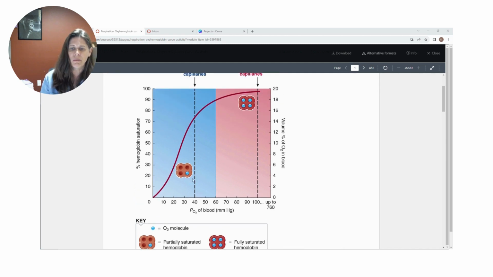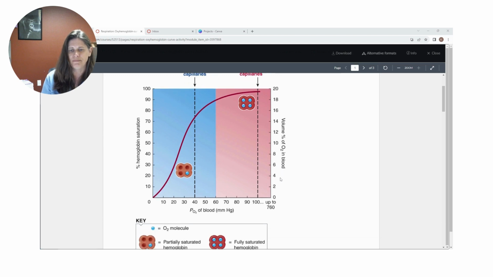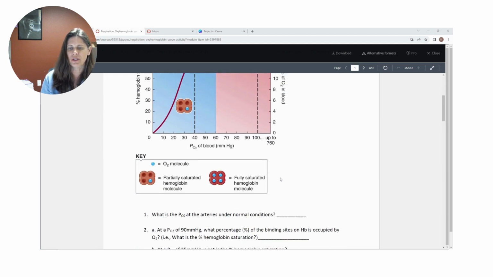So normally when we look at oxyhemoglobin curves, you won't see this dotted line. Again, this was just extra information they're giving you, but you will see this curve. And on here it's red. You'll get this y-axis and this x-axis. We don't worry about this x-axis, okay? So let's look at the questions.